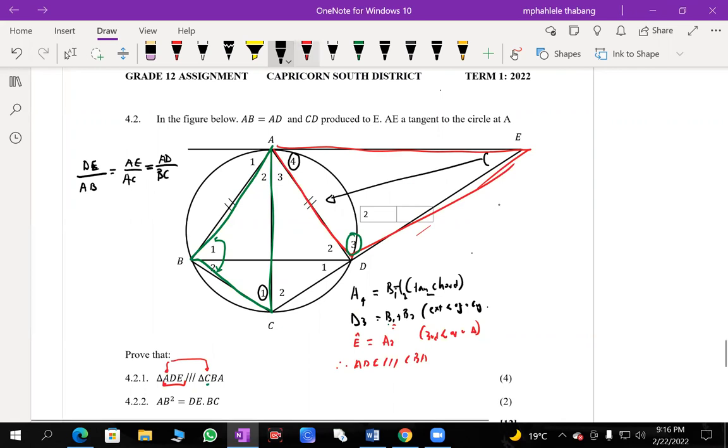This is the most important part. Does this one make sense? Yes. Now look, we need a reason. It's a simple reason, because we proved the triangles are similar. That is why 4.2.2 is the follow-up of 4.2.1. The reason here is that the opposite sides of similar triangles are proportional.